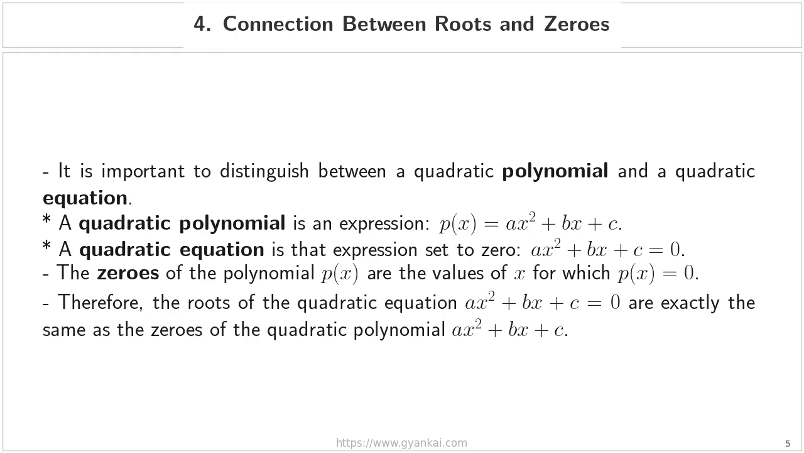So, if you connect this back to what we discussed in the previous slides about roots, you'll see that the roots of the quadratic equation ax squared plus bx plus c equals 0 are exactly the same as the zeros of the quadratic polynomial ax squared plus bx plus c. Whether we call them roots or zeros, we're talking about the same set of values that satisfy the condition of making the expression vanish to 0.